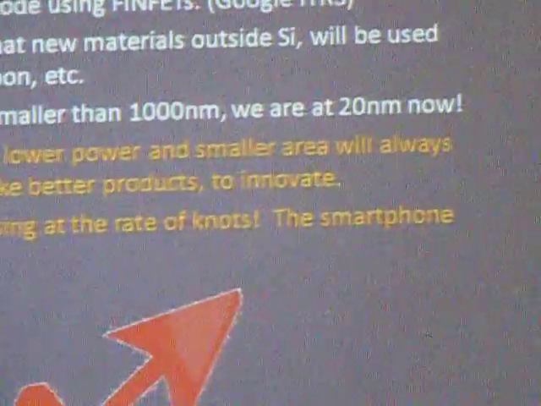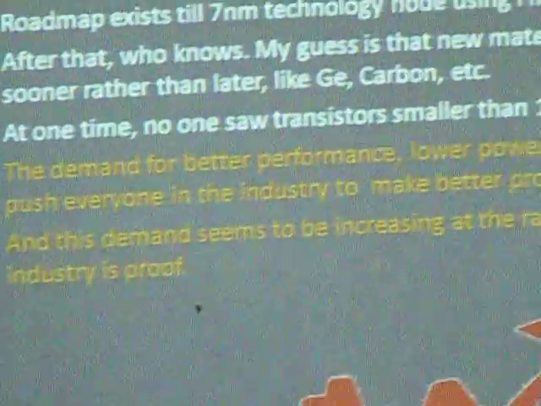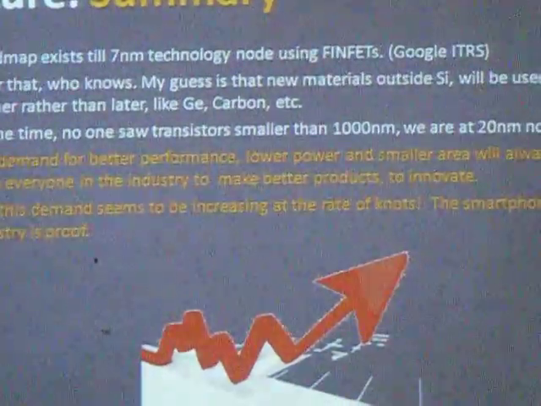So that's one thing. Again, we are at 20 nanometers, we did see below 1000. The demand for better performance, lower power and smaller area will always push everyone in the industry to make better products and to innovate. So there's no end to innovation in electronics. There's nanometers now, there'll be something else after that. After 7, there'll be 4, there'll be 3, and there'll be all sorts of things. There's a lot of innovation required to make all of them happen the best possible. And this demand seems to be increasing at the rate of knots.